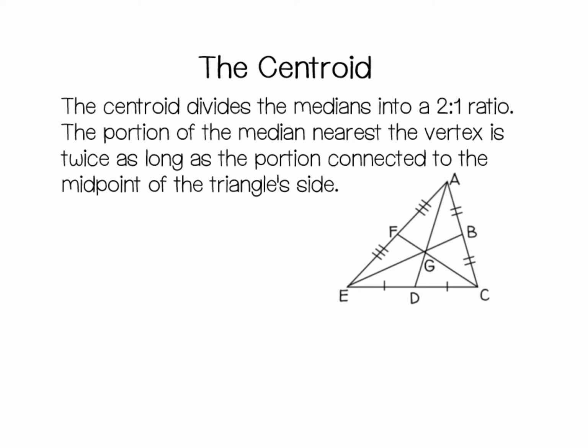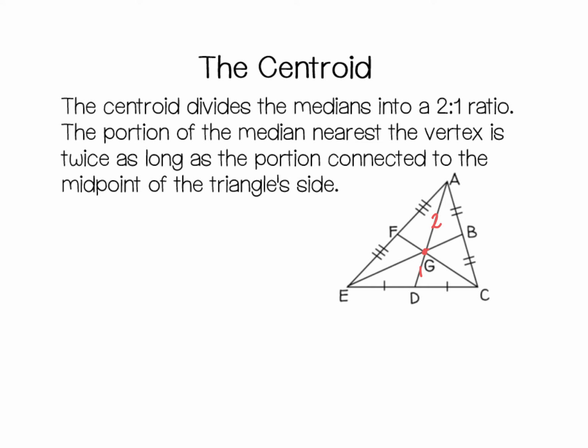So over the past couple of days, we've been looking at all those points of concurrency. First I'm going to focus on the centroid. I'm going to come back around to it. We talked about the centroid and how that centroid, in this case point G, divides that median in a ratio of 2 to 1. So the part that goes from the vertex to the centroid is twice as long as the part that goes from the centroid to the midpoint.